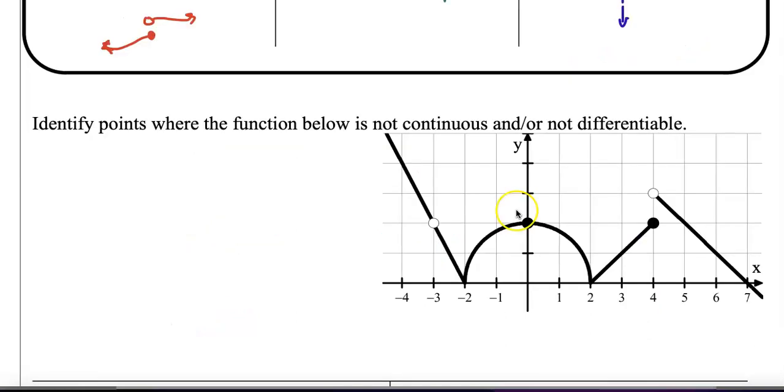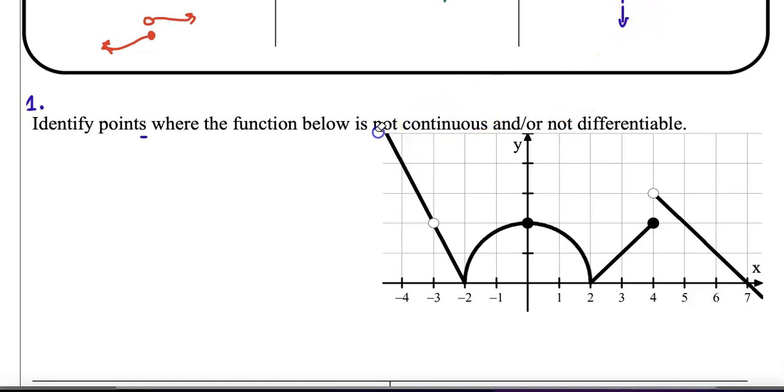Let's practice some more examples. All right, this is your question number 1. Make sure you copy this in your notebook because this will help you in the long run. Identify the points where the function below is not continuous and or not differentiable. Do keep in mind it says points, more than one point.